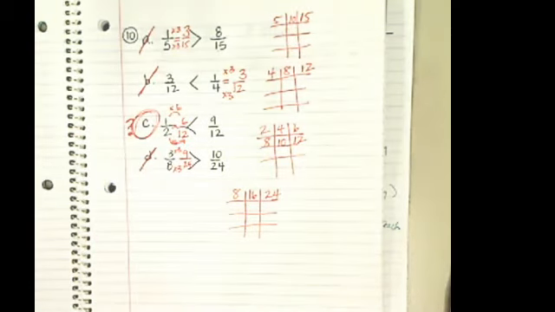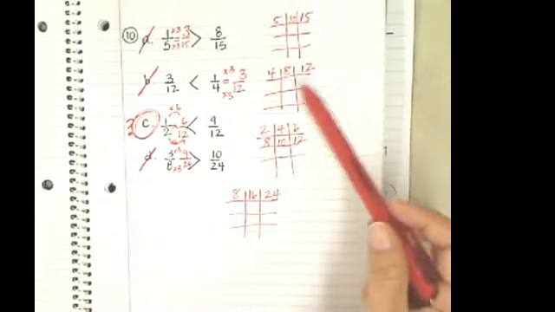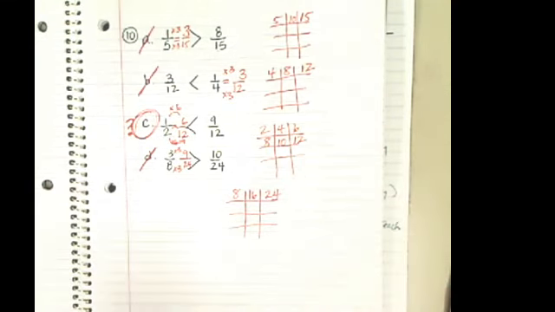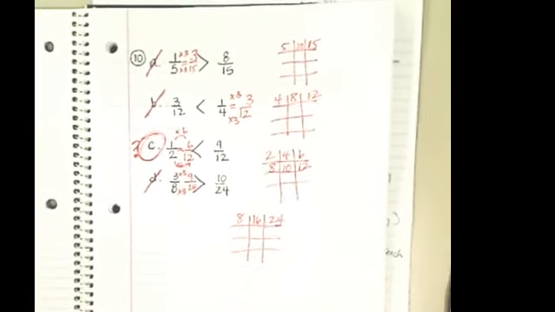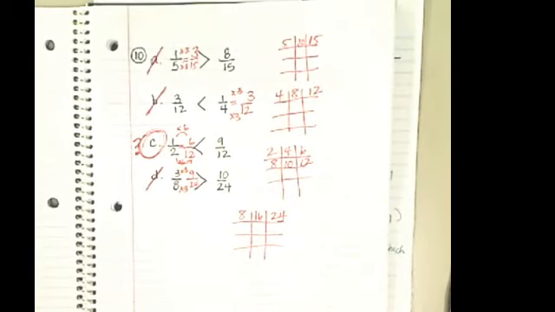So you can see the amount of work that is required in a problem like this. You can't just look at it and choose. You have to actually work through each of the answer choices to figure out which one is true and which one is not. Okay? So this is the work that is required on problems like this. Equivalent fractions, comparison fractions, they require a lot of work.